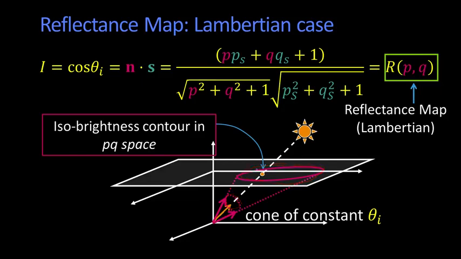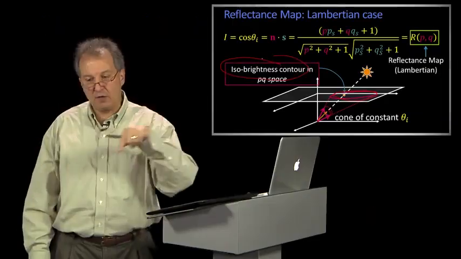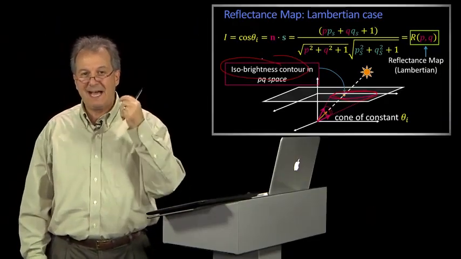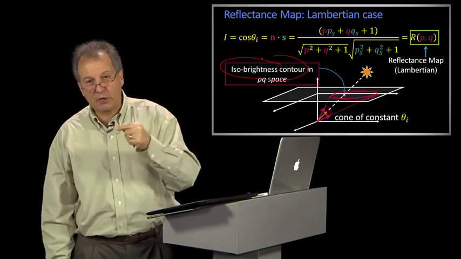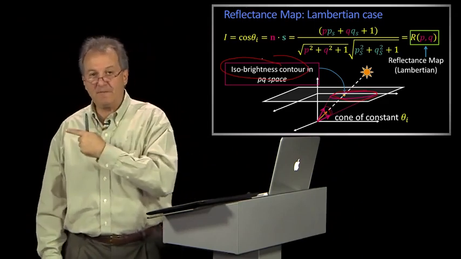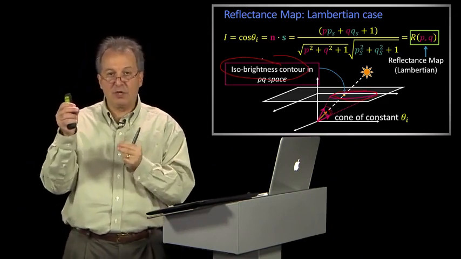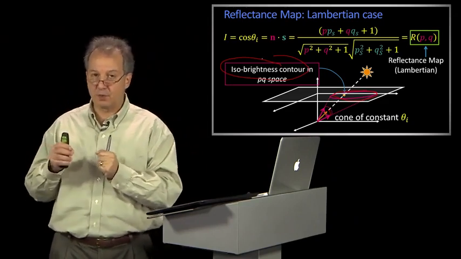The idea is that everywhere along that curve is the same cosine angle between the surface normal and the source direction. So that means it's equally bright. Those are referred to as isobrightness contours in PQ space. That's a lot to say, but basically, along that curve in PQ space, I get the same intensity, because that curve represents the set of possible angles that are the same cosine theta away from the source direction.